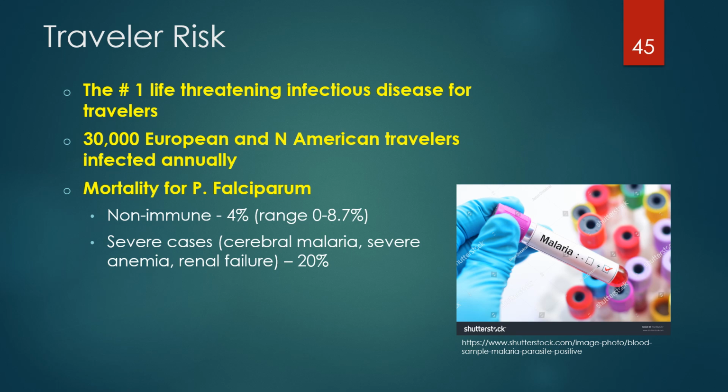Malaria is the #1 life-threatening infectious disease risk for travelers. Up to 30,000 European and North American travelers are infected annually. The mortality for Plasmodium falciparum infections in non-immune infected individuals is 4%, with a range of 0 to 8.7%. For individuals who develop severe disease, which includes cerebral malaria, severe anemia, and renal failure, up to 20% die.